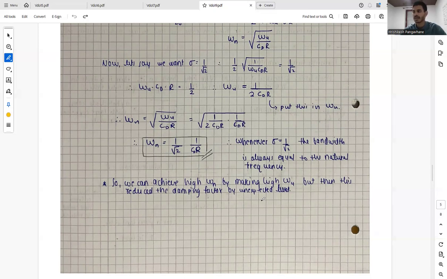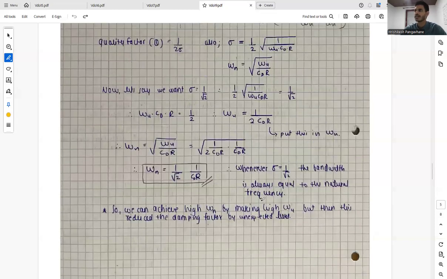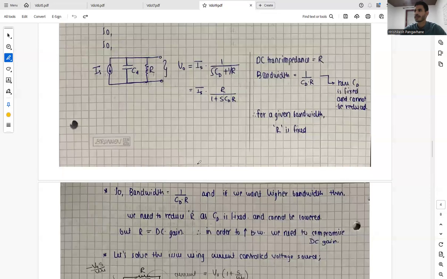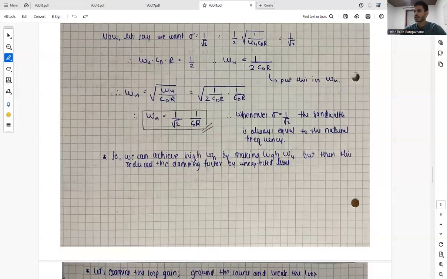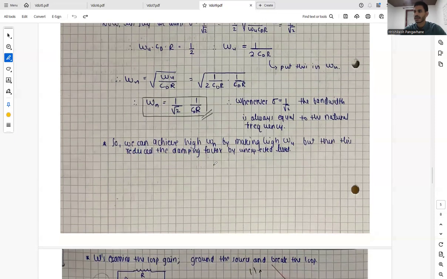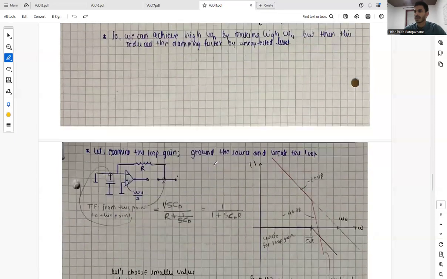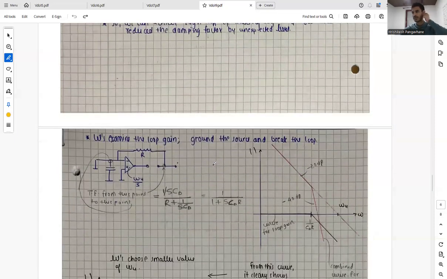So again, while increasing the bandwidth, we face an error. Initially we faced that we have to compromise with the DC gain, and now when we are using a current controlled voltage source, we are getting a reduced damping factor, and due to this we are getting an unexpected level of ringing, let's say.